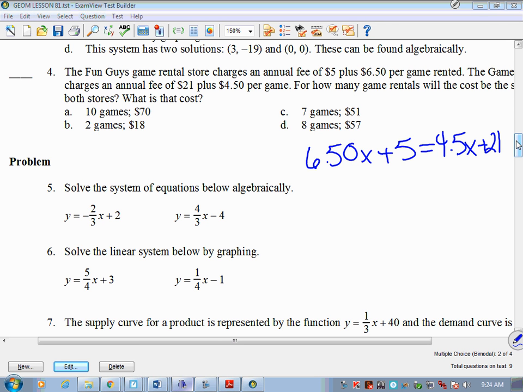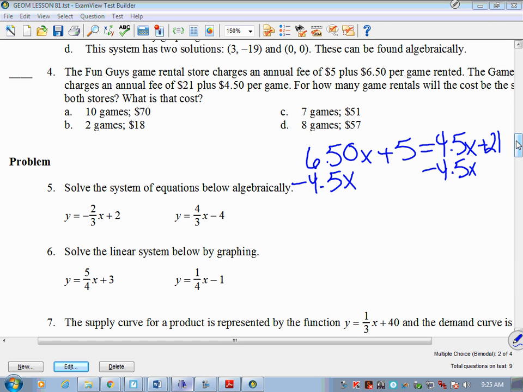X represents the number of games. What do I want to do here, Austin? Combine, well, kind of. I need to get my x's together, right? Because I want to solve for x. How do I do that? Well, if I add 4.5 to both sides, I'm going to wind up with 9x. That's not exactly moving my x over. Subtract it. All right, subtract 4.5x from 6.5x.